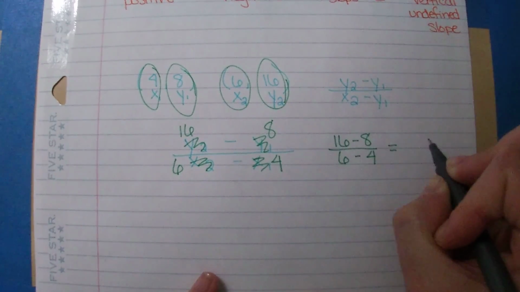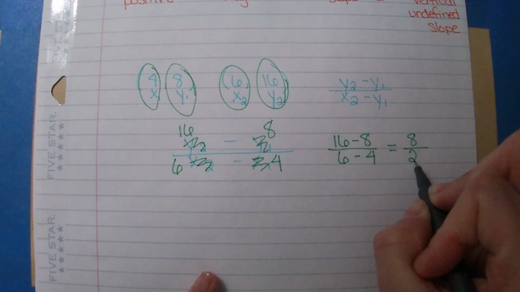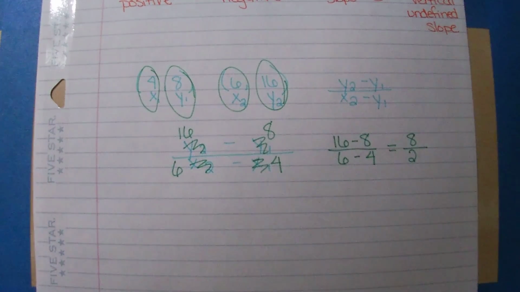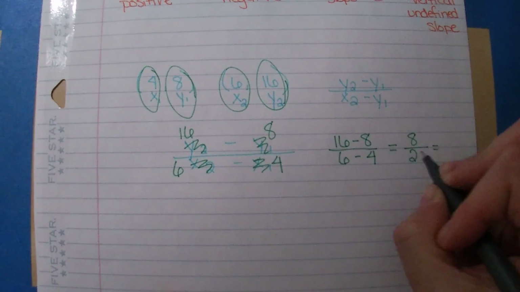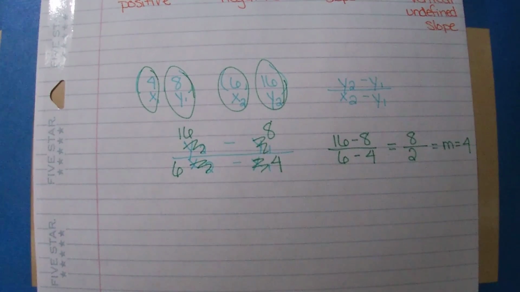16 minus 8 is 8. And 6 minus 4 is 2. Just like we said before, we need this to be in reduced improper fraction form. Okay, so reduced improper fraction form means 8 divided by 2 is 4, and we will get a slope of 4. Okay?